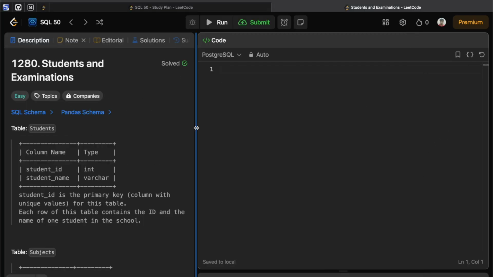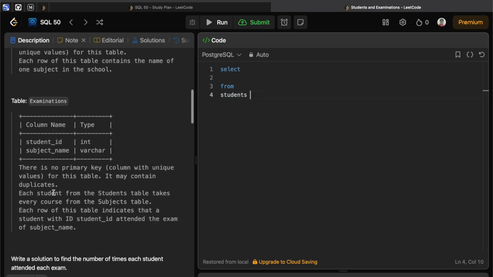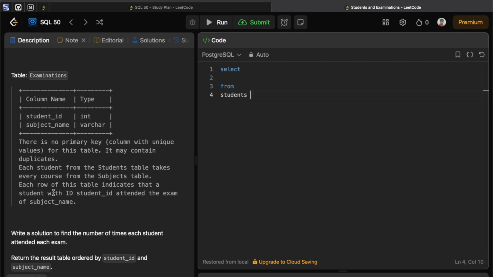Alright, let's try solving this. And the way I want to write the solution is probably not the most concise way of writing this. I want to use as many tools as possible and get a good overall understanding. So let me start writing a simple select query from students. We can include the final set of columns later. All I want is to get the number of times a given student ID has attended a given examination. So then it makes sense to just join with examinations, right?